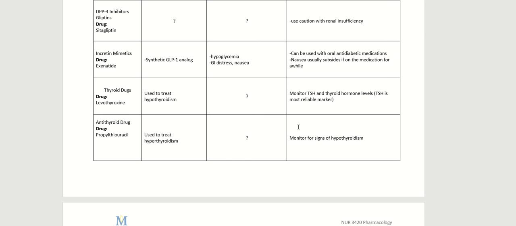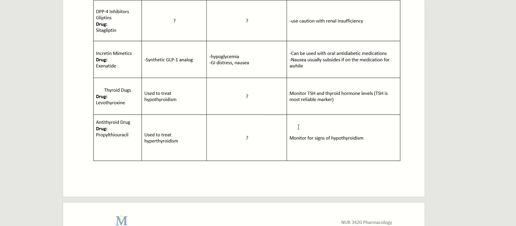Again, if we're using it to treat hypothyroidism, then we need to know that some of the adverse effects to this medication could be hyperthyroidism, right? So tachycardia, MI, heart failure, some of those kinds of things. Nervousness that we're looking for when we're giving levothyroxine. That would be some of the adverse effects to this medication.